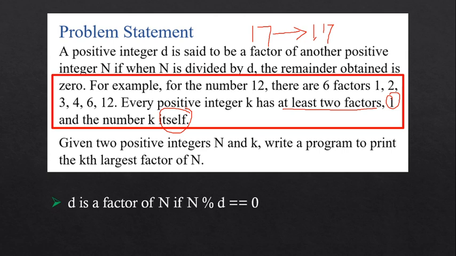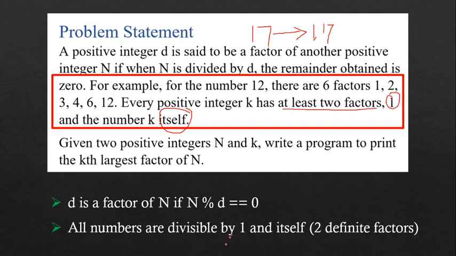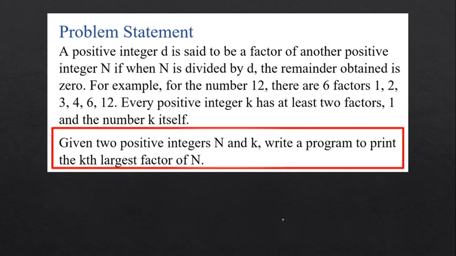So we know how to find a factor. If n modulus d is 0, it is a factor. Next point I am telling you is any number has 2 definite factors. What are the 2 definite factors? 1 and itself. I hope the question is clear till this point. If it gives a remainder 0, it is a factor. Any number has 2 definite factors, which is 1 and itself. I hope I made it clear. Now look at the next line they are telling you.